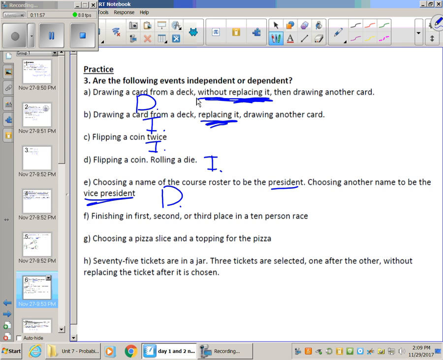Wait, no, it's not. Oh my God, why are you doing this to me, man? It was a 50-50, like flipping a coin. Listen, it is dependent.